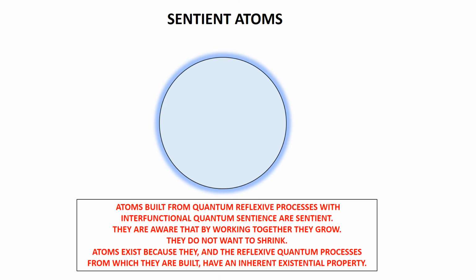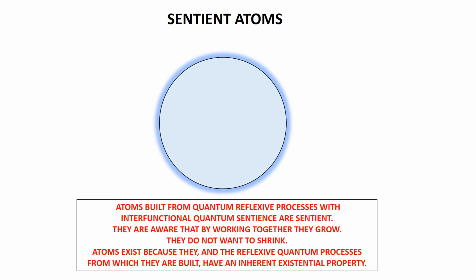But why do charges arrange themselves in this way? Why do atoms exist? Why, we can ask again, is there something rather than nothing? The answer is that atoms built from quantum reflexive processes with interfunctional quantum sentience are themselves sentient. They are aware that by working together they grow. They do not want to shrink out of existence.